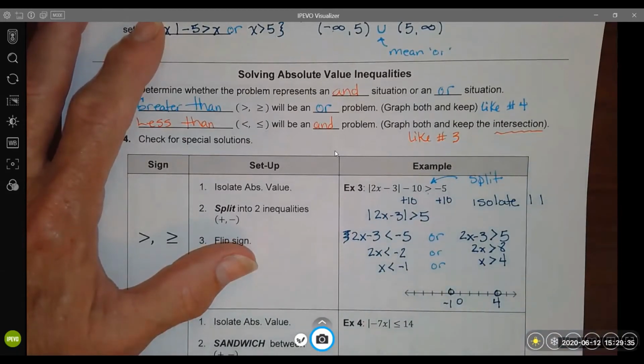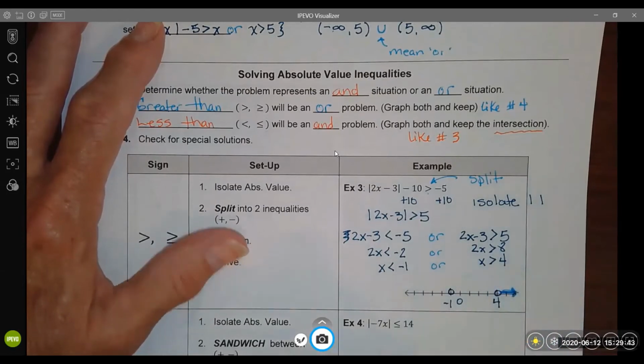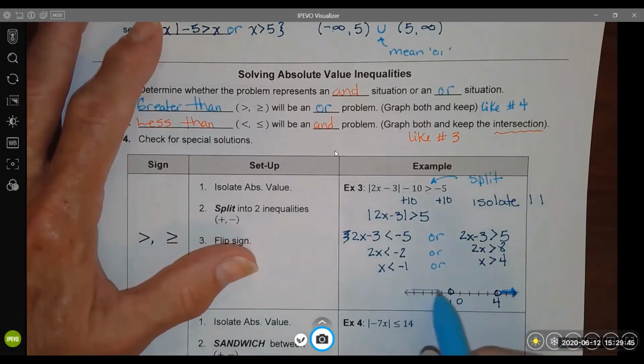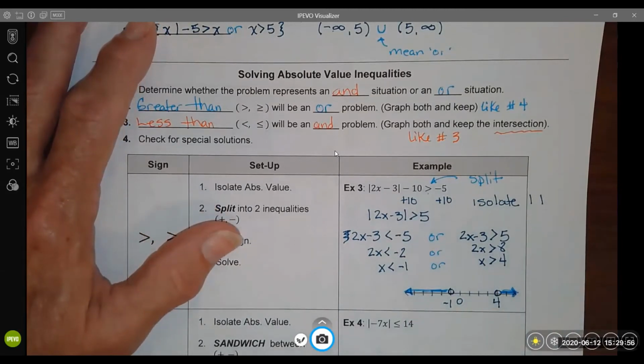And we know that this graph is split. So I'm going to recognize that the numbers that are greater than 4 live to the right of 4, and the numbers that are less than negative 1, negative 2, negative 3, all live to the left of negative 1. So this line represents my solution set.